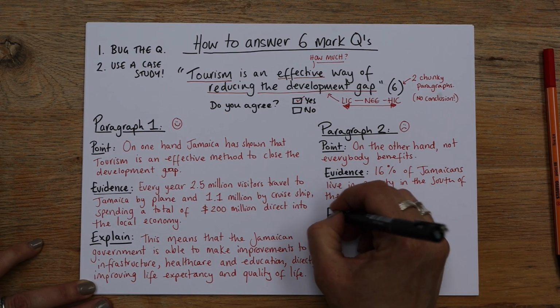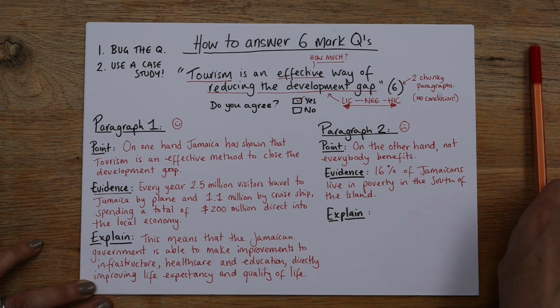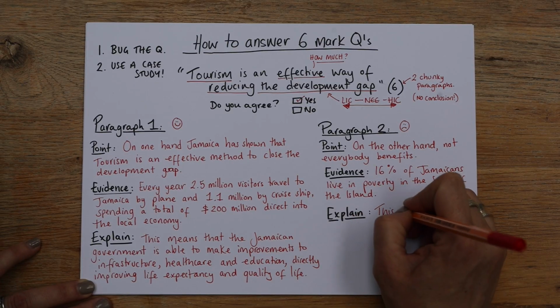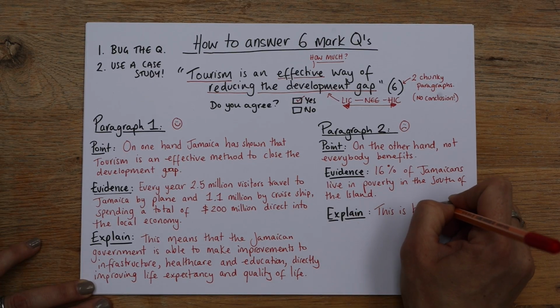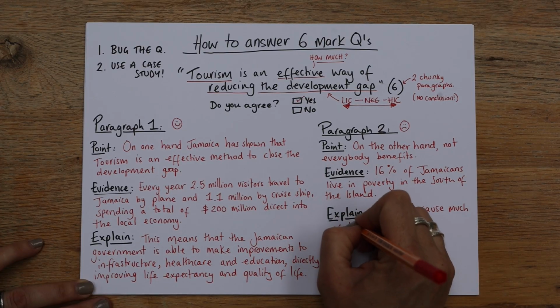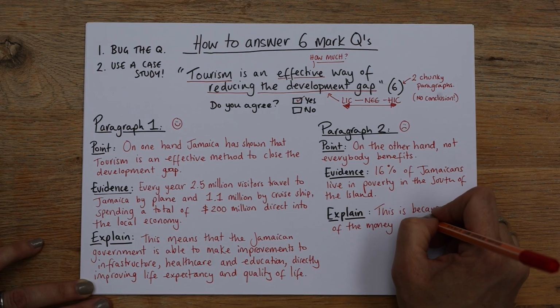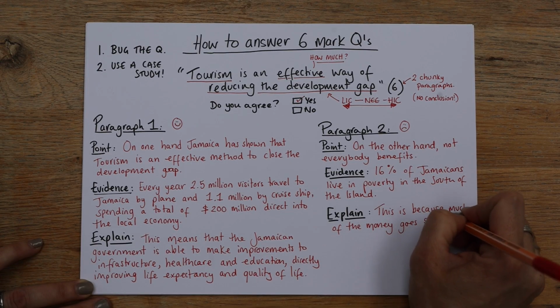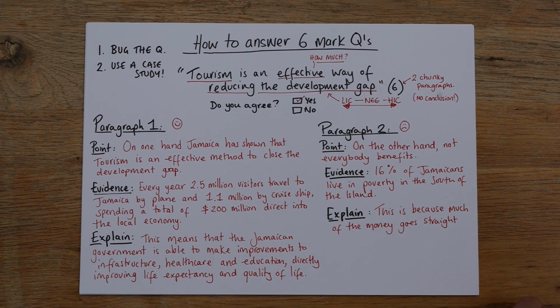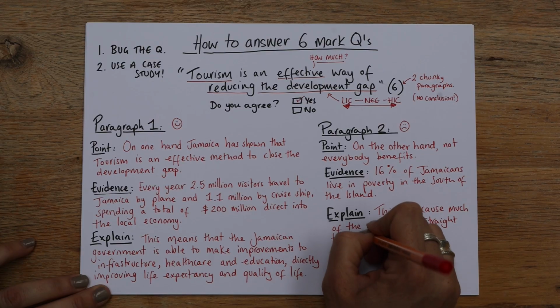Let's explain that, because again, you won't get full marks unless you say, this is because. That's my other favourite 3 words. This is because. And the reason for this is much of the money basically goes straight to the travel companies. So if you're in the UK, for example, and you book a cruise, you're essentially all inclusive, and therefore the money's not going to go to the local people. So this is because much of the money goes straight to the travel company.